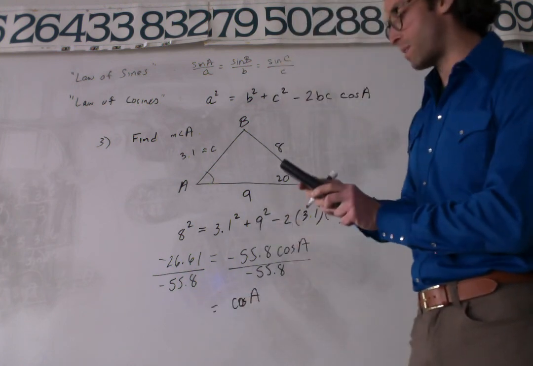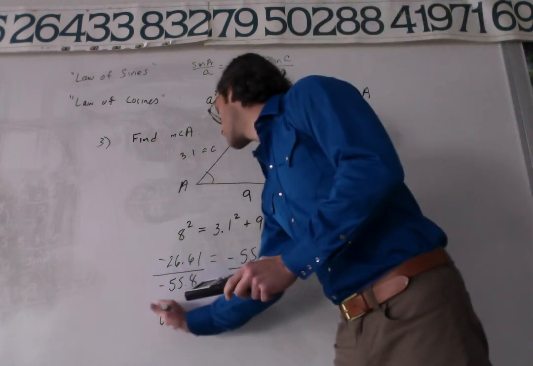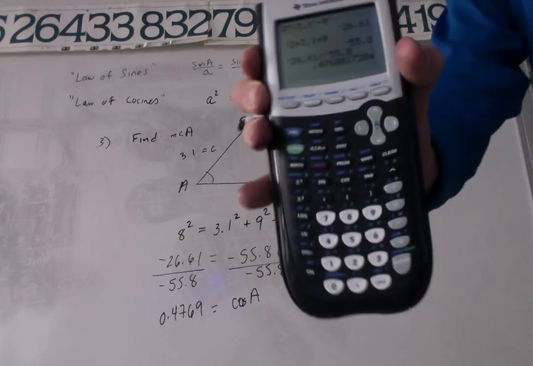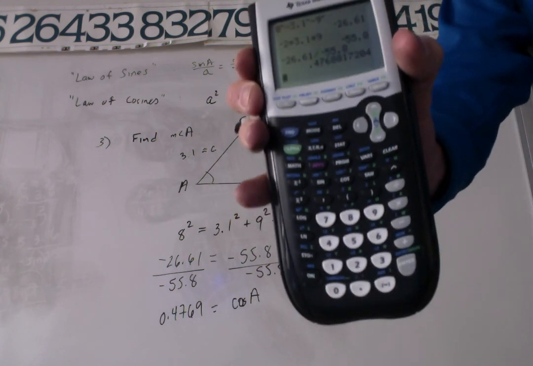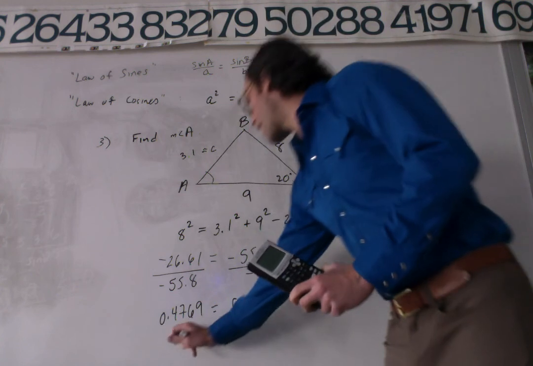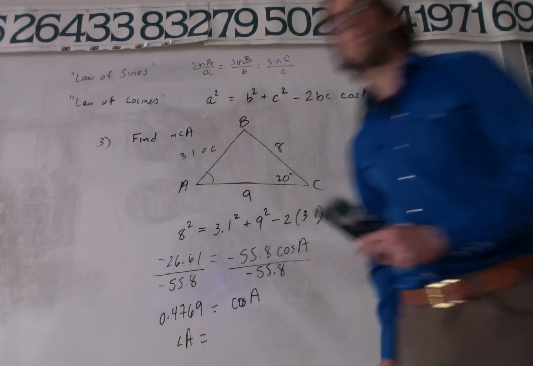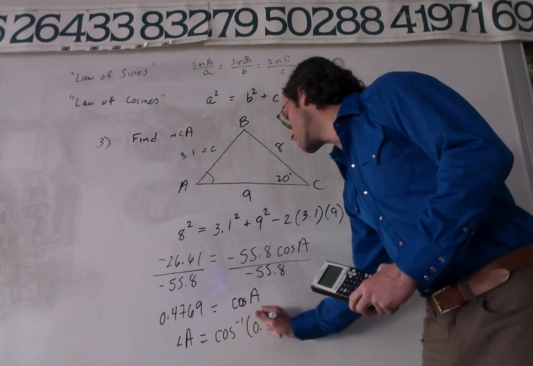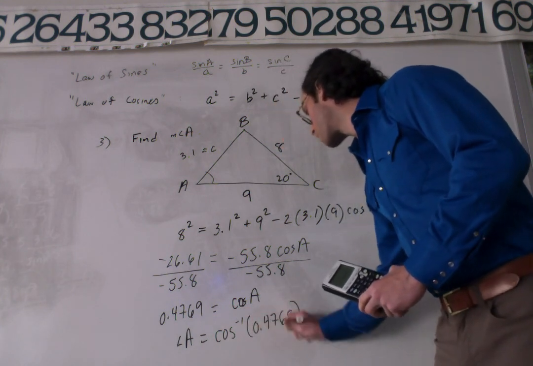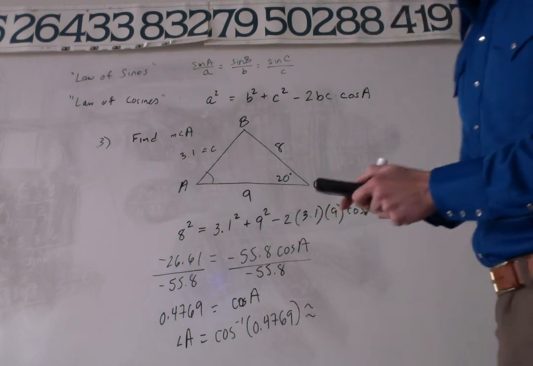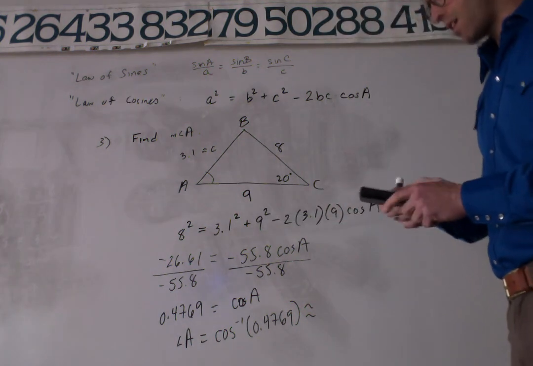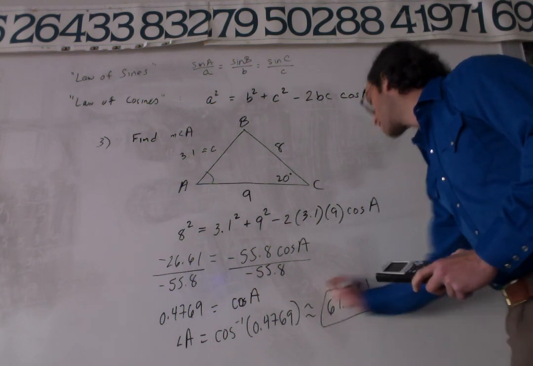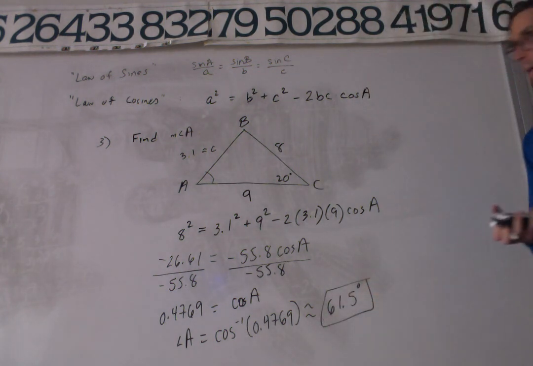All right, so this is approximately 0.4769. But on the calculator, I'm going to do now the inverse cosine of that number, right? We're looking for the angle. So angle A is going to equal the inverse cosine of whatever that is. And we get approximately, let's see, second cosine of that, we get 61.5, just about. So that just shows us that angle A is about 61.5, all right?